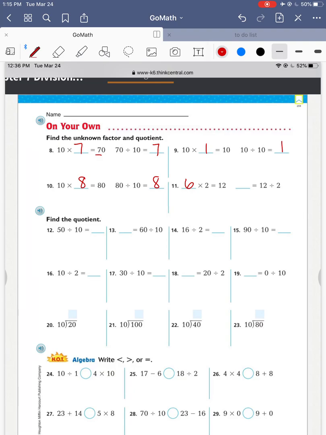6 times 2 is 12. So 12 divided by 2 is 6. You can make 2 rows and then keep going. Give 1 dot to each row until you get to 12. And then I have 1, 2, 3, 4, 5, 6 in a row.